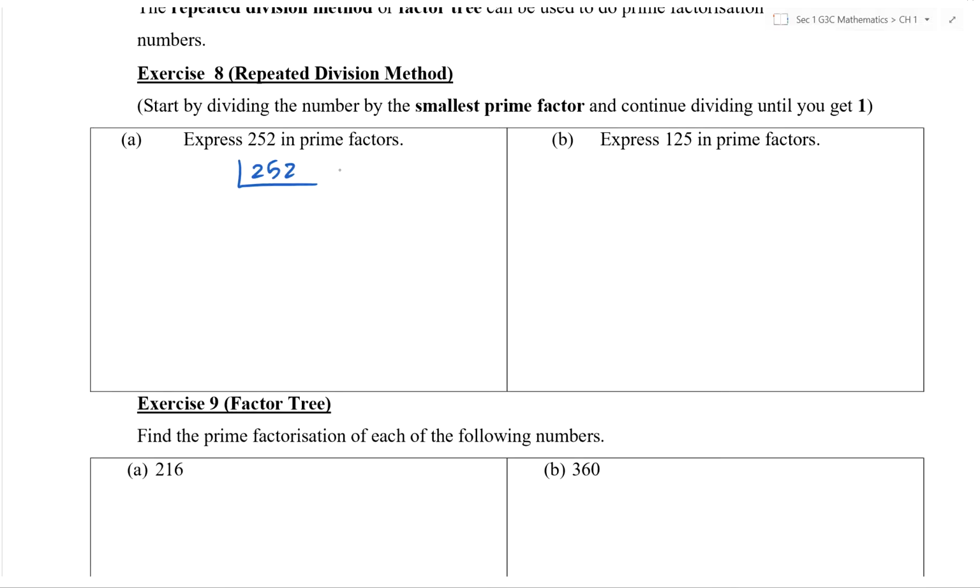We put the smallest prime factor on this side. What is the smallest prime factor? 2, because 252 can be divided by 2. And what are we left with? 126. You use this opportunity, right? Do your mental sums. Put 2 again, yes. And what do we have?